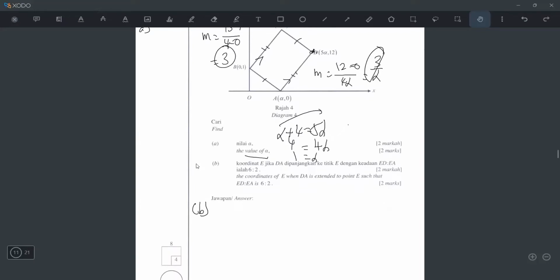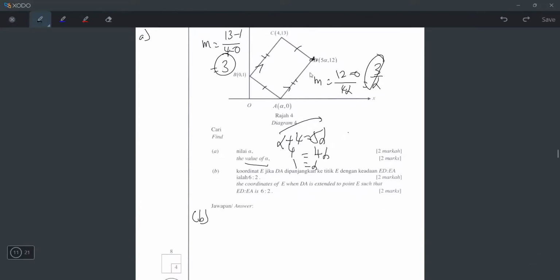Alright. So part B, the coordinates of E when DA is extended to point E. DA is extended means I lengthen this line until E, but I don't know where E is. But they say the ratio ED to EA is 6:2. It means ED is 6 portions. E to D, where is E? Okay, it's somewhere here, and the total is 6 portions. EA is only 2 portions, and ED is 6 portions, so here will be 4 portions.